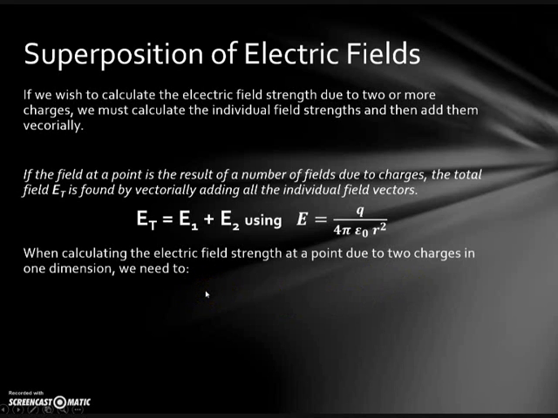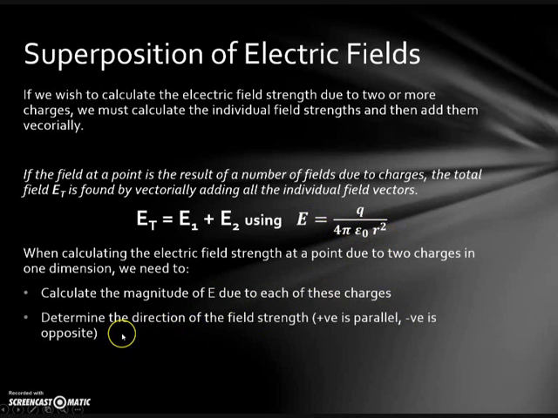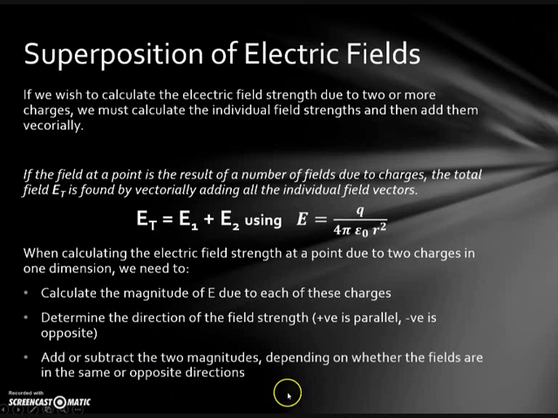So the steps. When we calculate the electric field strength due to 2 charges, the first thing is we calculate the magnitude of E due to each one of these charges. So we use this formula here. Secondly, we determine the direction of the field strength. Remember that if it's a positive charge we're putting near it, it's going to be parallel to its field lines. If it's a negative charge that we're putting near it, it's going to be opposite its field lines. So it's always helpful to draw a little diagram and determine which direction the field lines around our initial charge are going, just to help with this step.